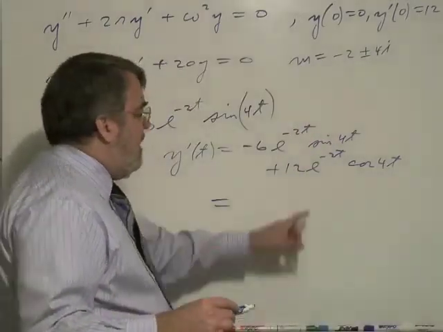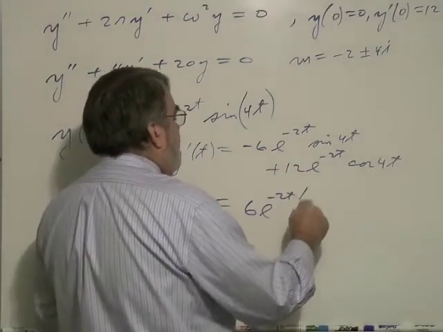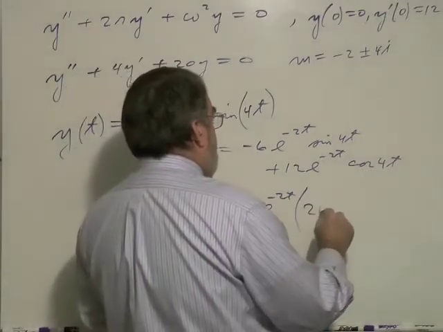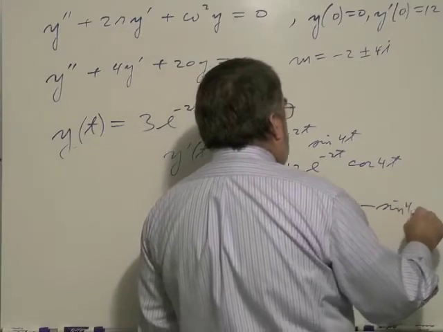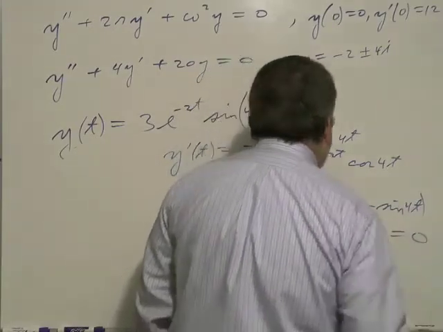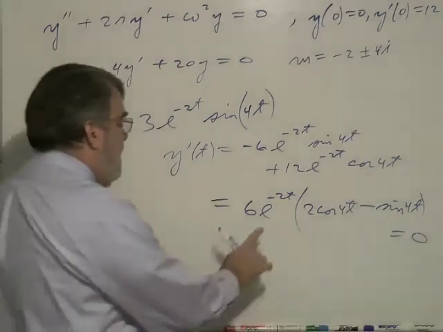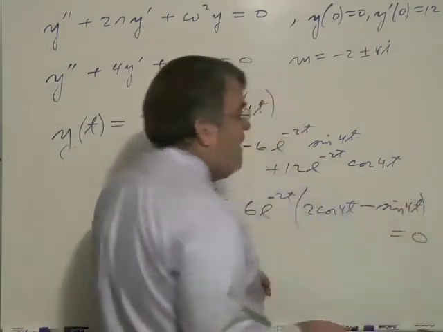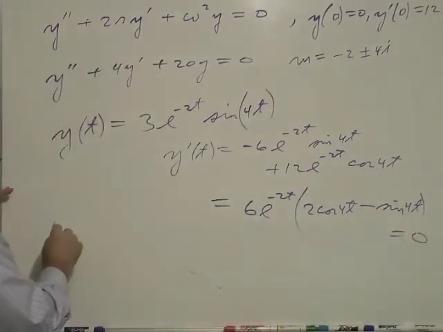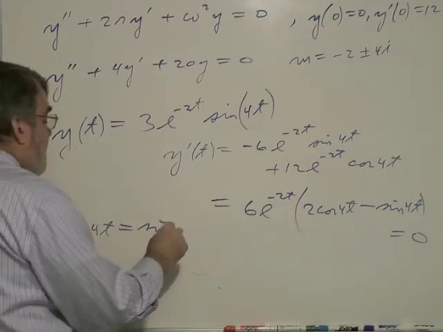I'm going to factor out 6e to the negative 2t. And that leaves 2 cosine 4t minus sine 4t equals 0. All right. So, oh boy, well, this part can't be equal to 0. That means 2 cosine 4t minus sine 4t must equal 0 to solve that. So 2 cosine 4t would have to equal sine 4t.